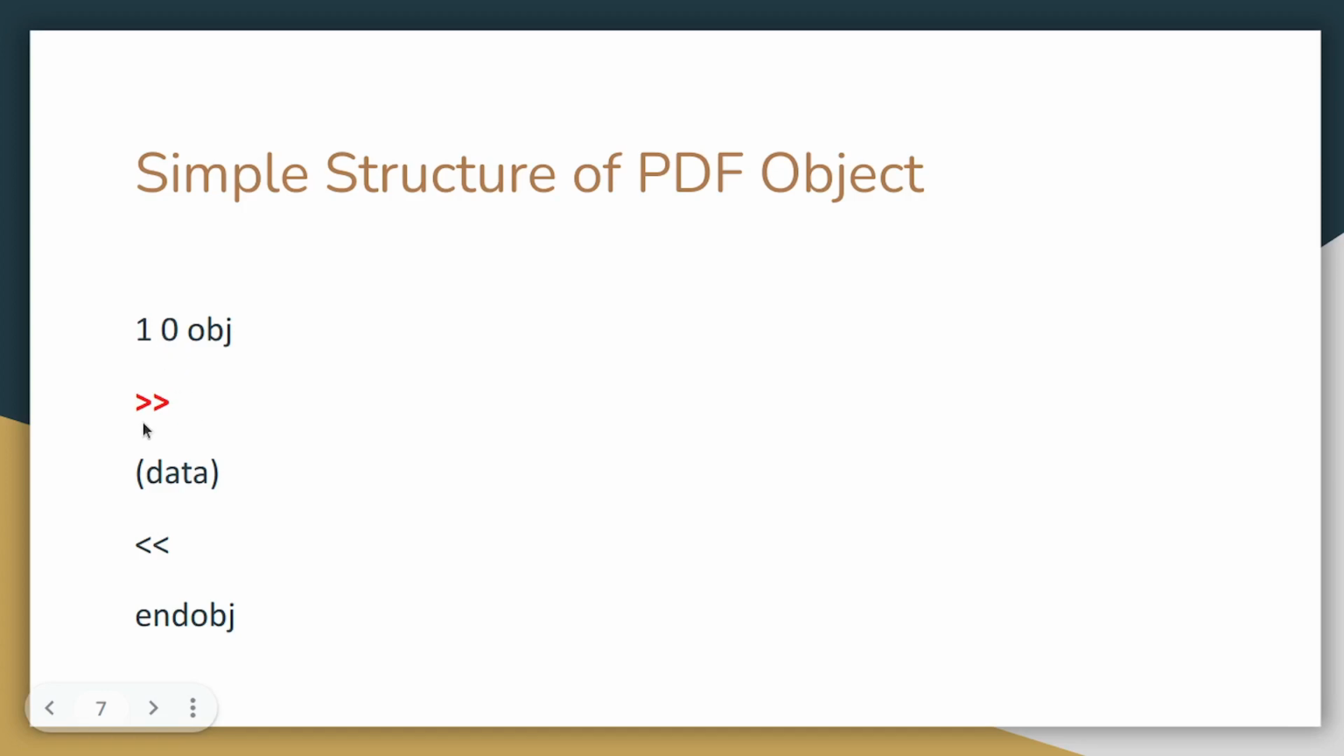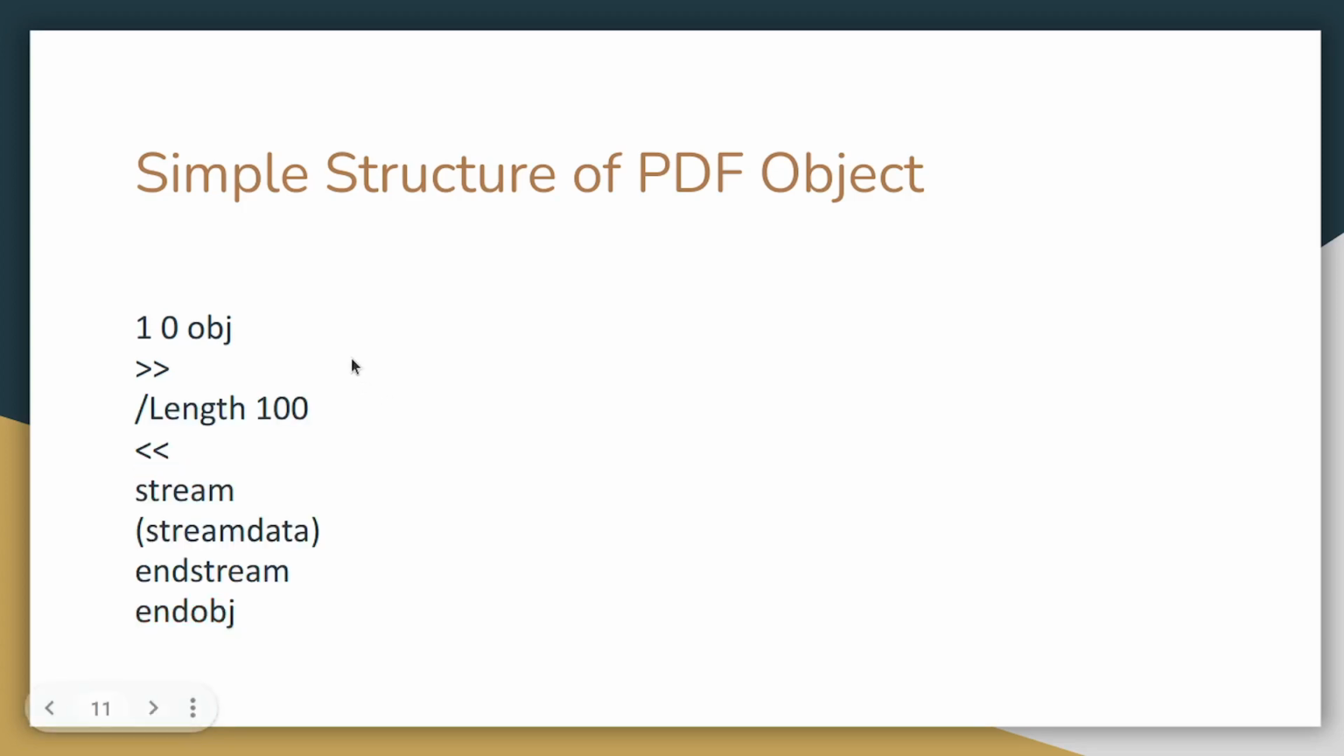And the next part is the arrow signs, which indicate the starting point of an object container. This is actually called a dictionary. I'll talk about it later in the video, but this is how the structure of PDF objects looks. It starts with that arrow sign, and inside it goes some data, and then the arrow sign is closed, and after that we have the endobj, which marks the end of the object. So the object ranges from the obj to the endobj, and that's all.